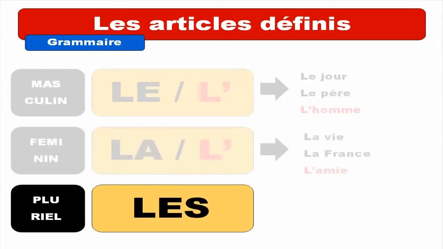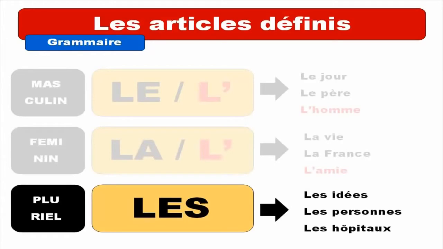Okay, so pluriel, as we say in French, and as you can see, it's les. Alright, so let's see how it goes. Usually, if you've got a voyelle right after, you will have to do this liaison. The small link between the two words, so it goes like z. So you get this les idées.